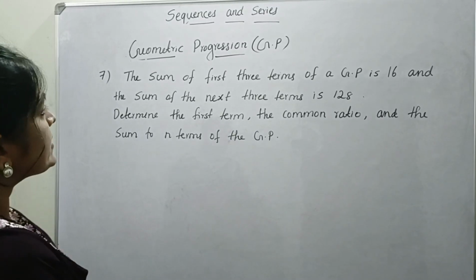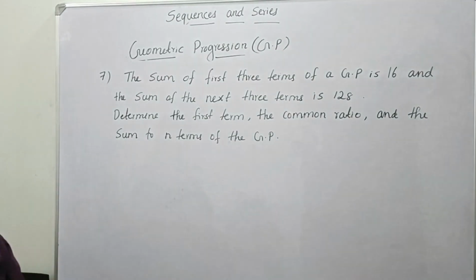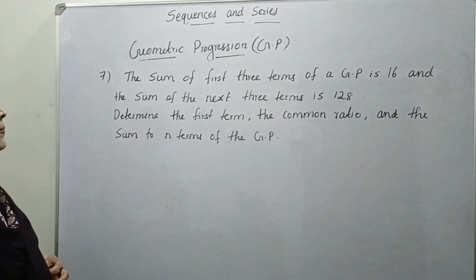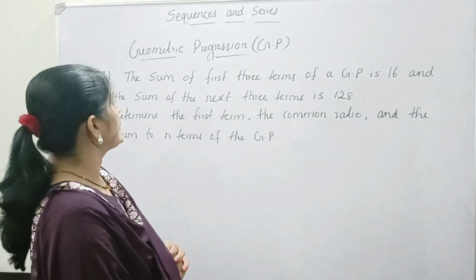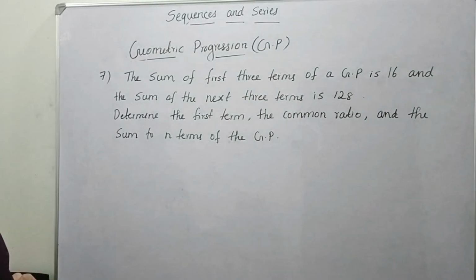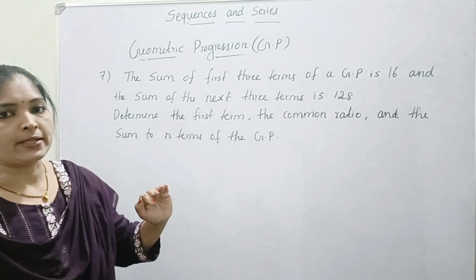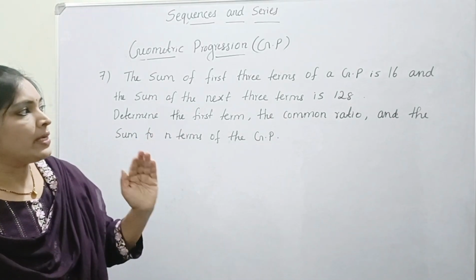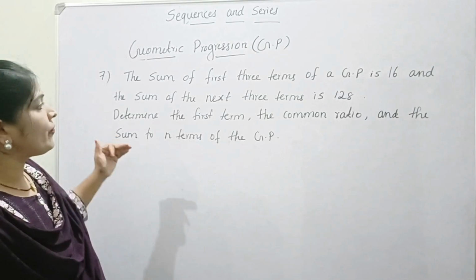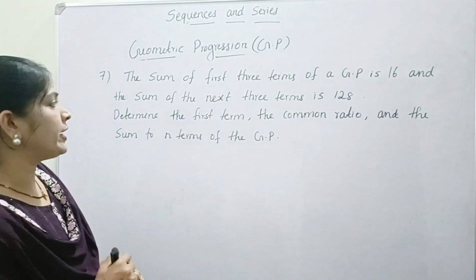Next question. The sum of first 3 terms of a GP is 16 and the sum of the next 3 terms is 128. Determine the first term, the common ratio and the sum to n terms of the GP. Okay. The sum of first 3 terms of a GP is 16, and the sum of next 3 terms is 128.